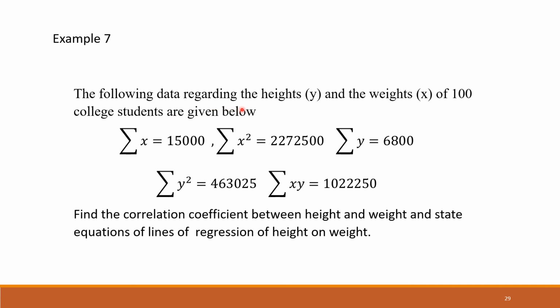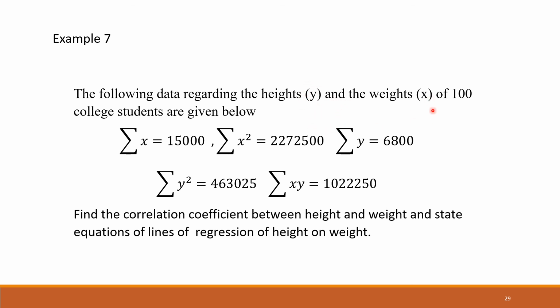The following data regarding the heights and weights of 100 college students are given below. In this problem, you are given summation x square, summation y square, summation xy. We have to calculate the coefficient of correlation and the lines of regression of height on weight. So we are given height as y, weight as x. We have to calculate the line of regression of height on weight, meaning y on x.